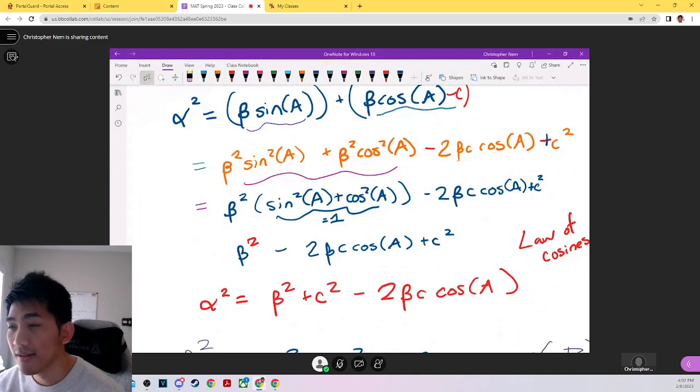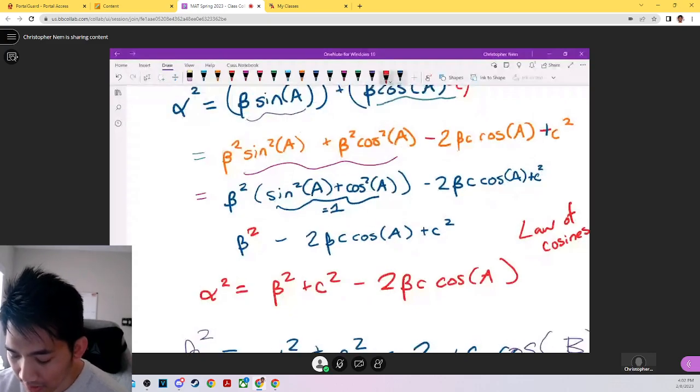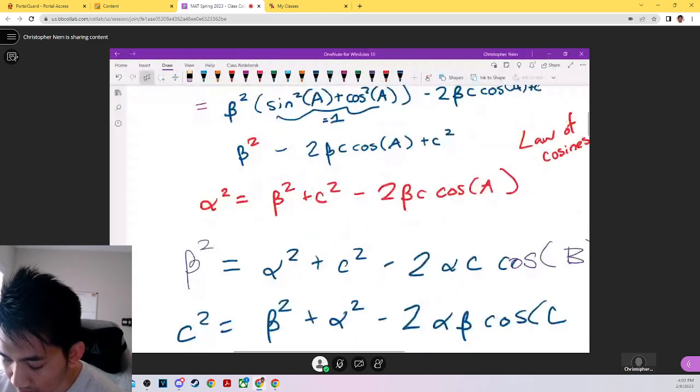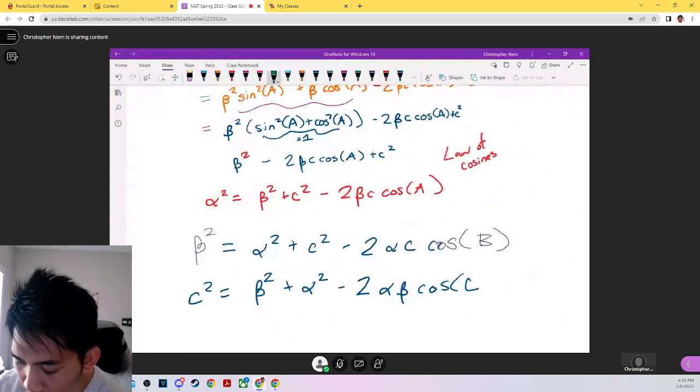It's a mouthful, but it's actually easy to remember. Why is it easy to remember? This is the law of cosines. There's 3 statements you can make. These are the 3 statements, and I'll tell you why it's easy to remember. Boom. This is the law of cosine.